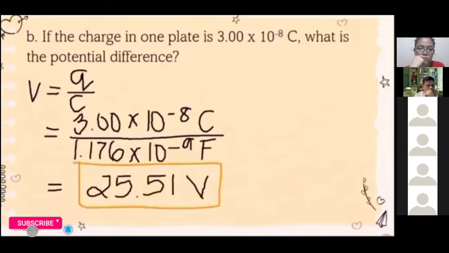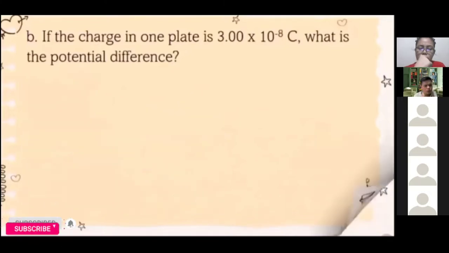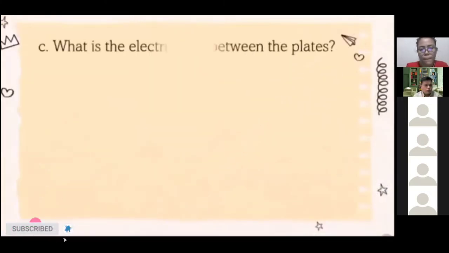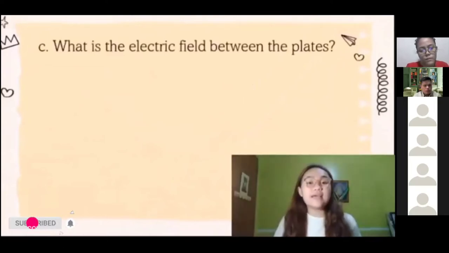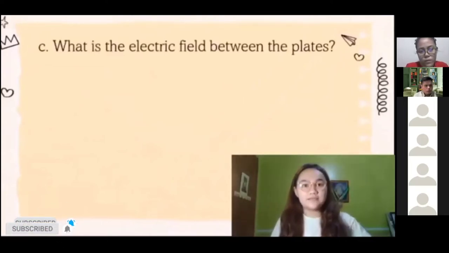So the symbol used for potential difference or voltage is volts. So that is the unit we will use for our answer. And for C, what is the electric field between the plates?